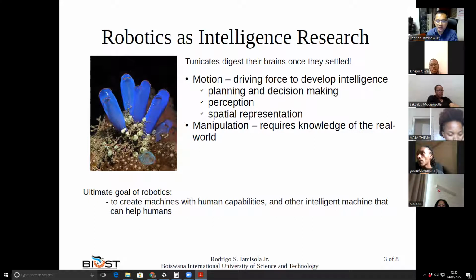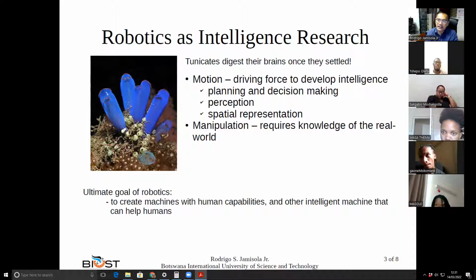So motion is the driving force to develop intelligence, like planning and decision making, and then what kind of movement and where it should go given this situation. Perception is like knowing: being aware, or you perceive your environment and you perceive yourself to be capable of doing certain things. Spatial representation means the space: how do you represent the space or your environment? Those are the information that are necessary for something to move.